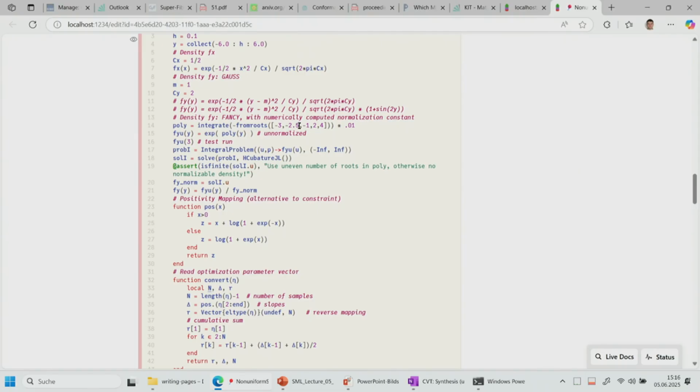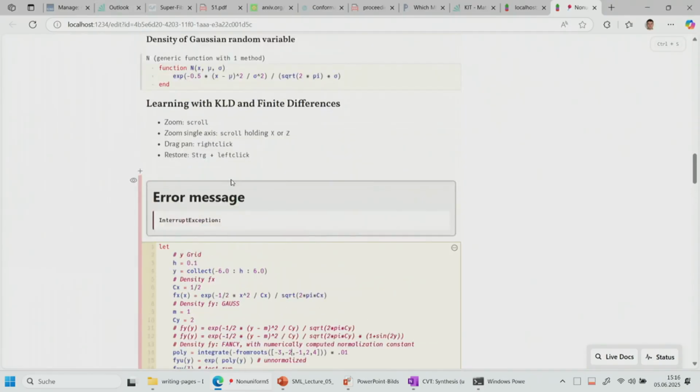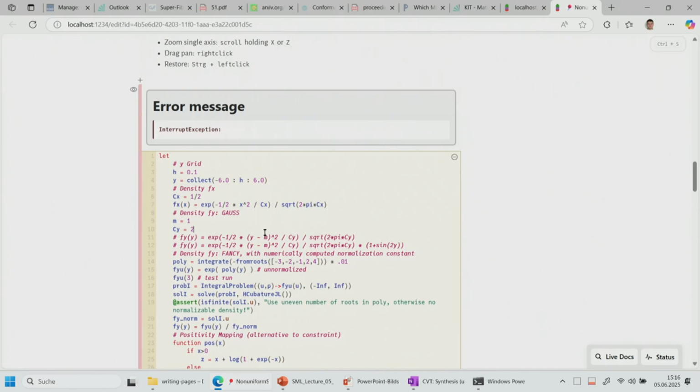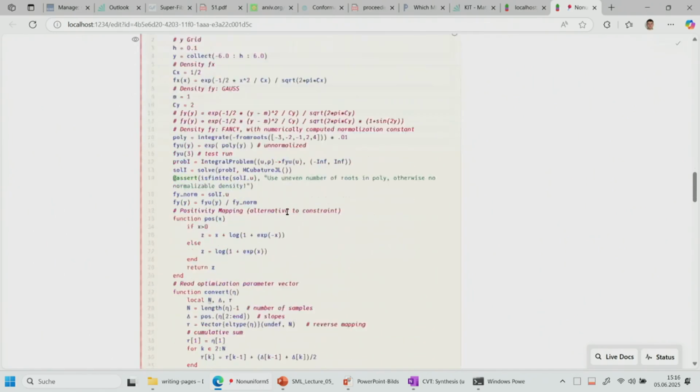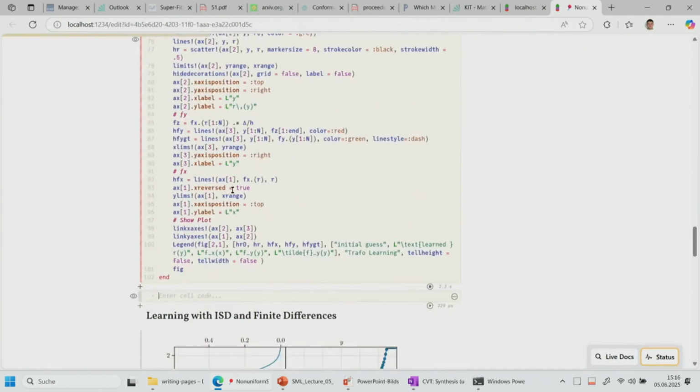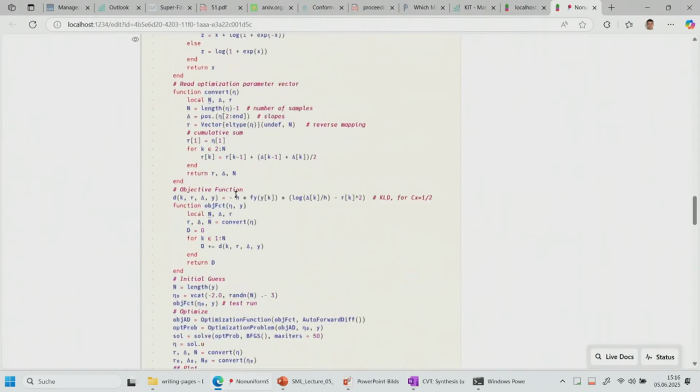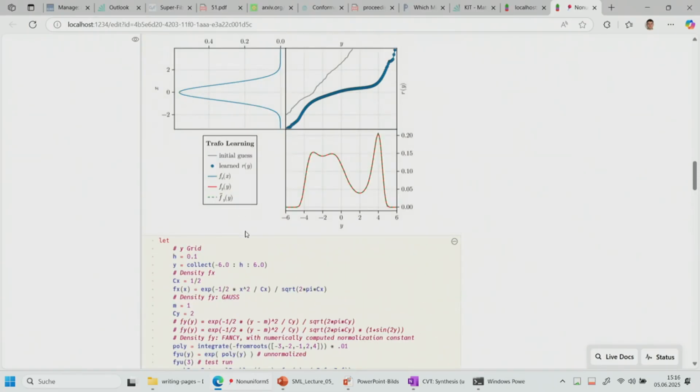Perhaps we can try some plausible value. Oh, okay, now it worked. Perhaps you can change this parameter.